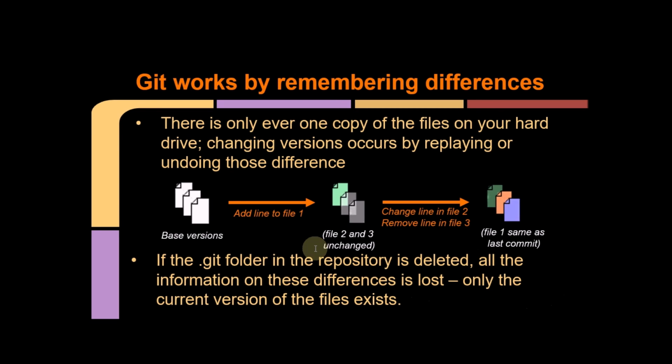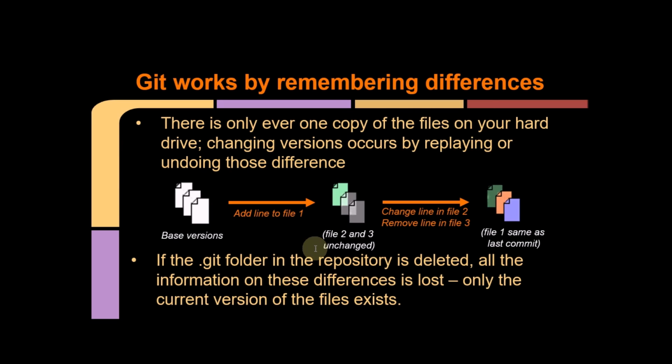One important point about Git is that it doesn't work by keeping multiple copies of the files in hidden folders or anything. It works by remembering differences, which means there's only ever one copy of the files on your hard drive. And if you go back to an older commit or to a different branch, it modifies files by undoing or replaying changes that it remembers.